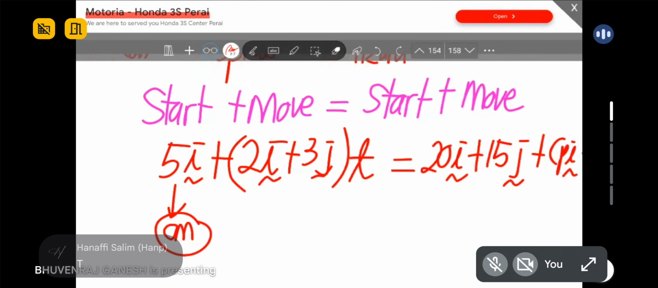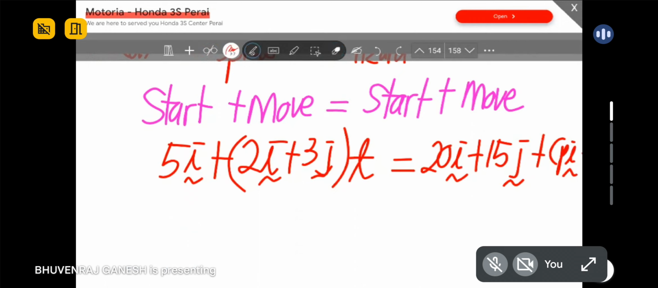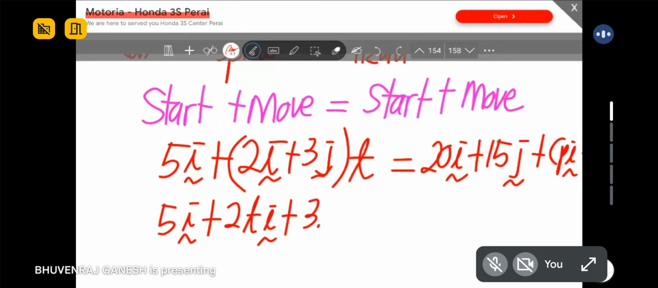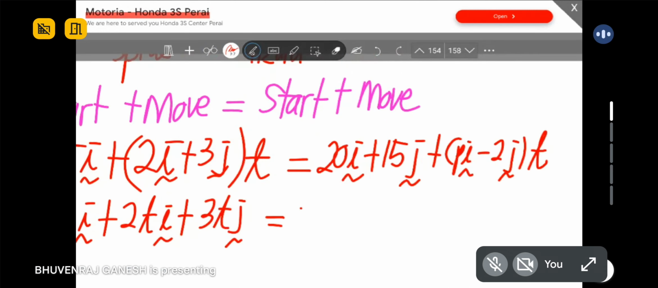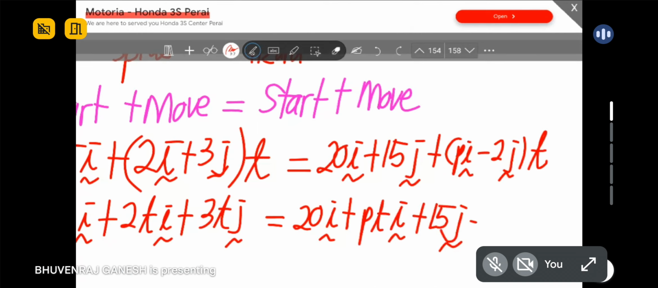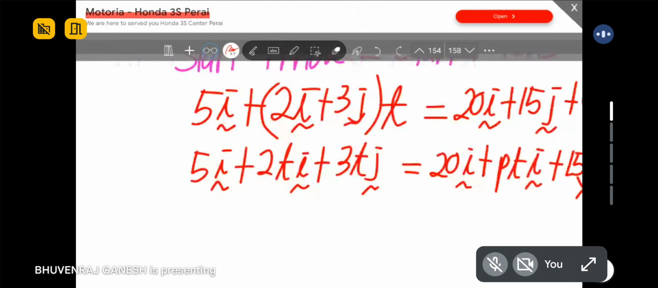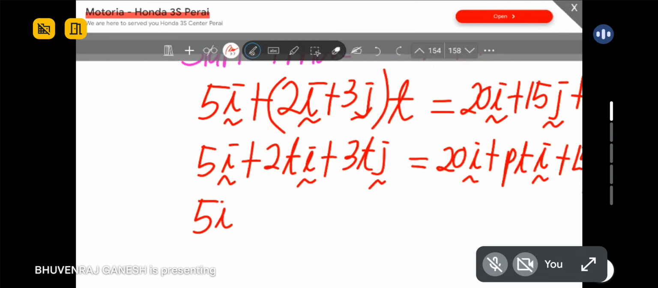So over here, what you can do is, you just need to expand lah, guys. Kembangkan 5i plus 2ti plus 3tj equal to 20i plus pti plus 15j minus 2tj. Do you all understand? Dapat? Okay, so now what you can do, guys?